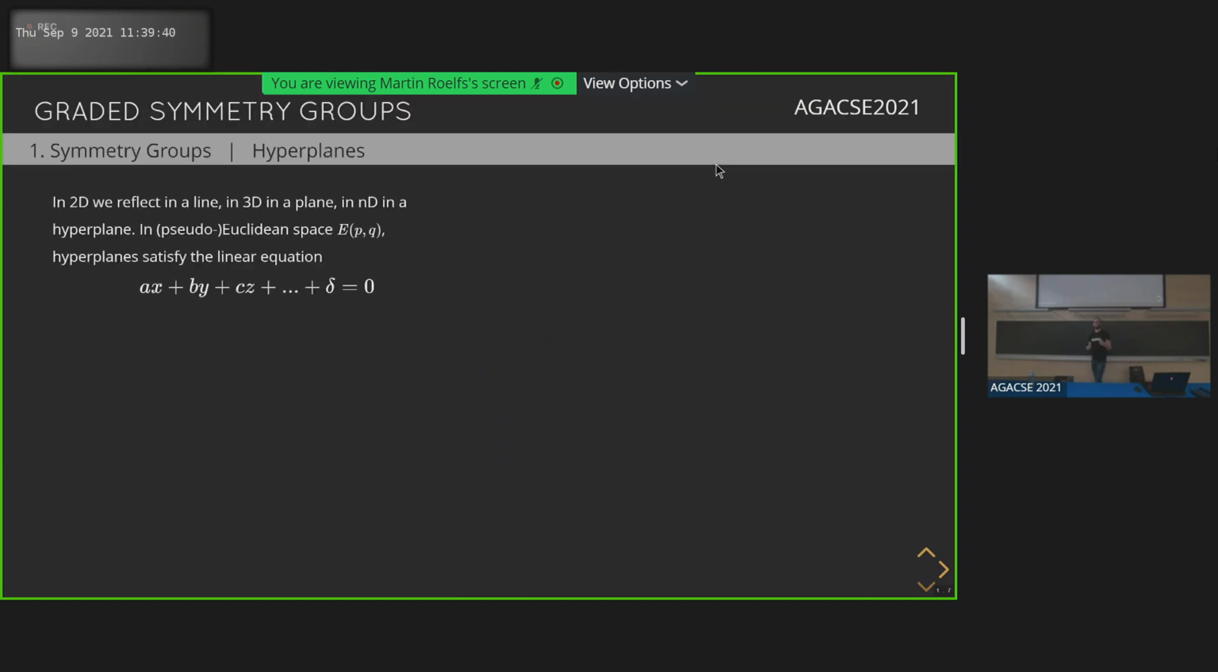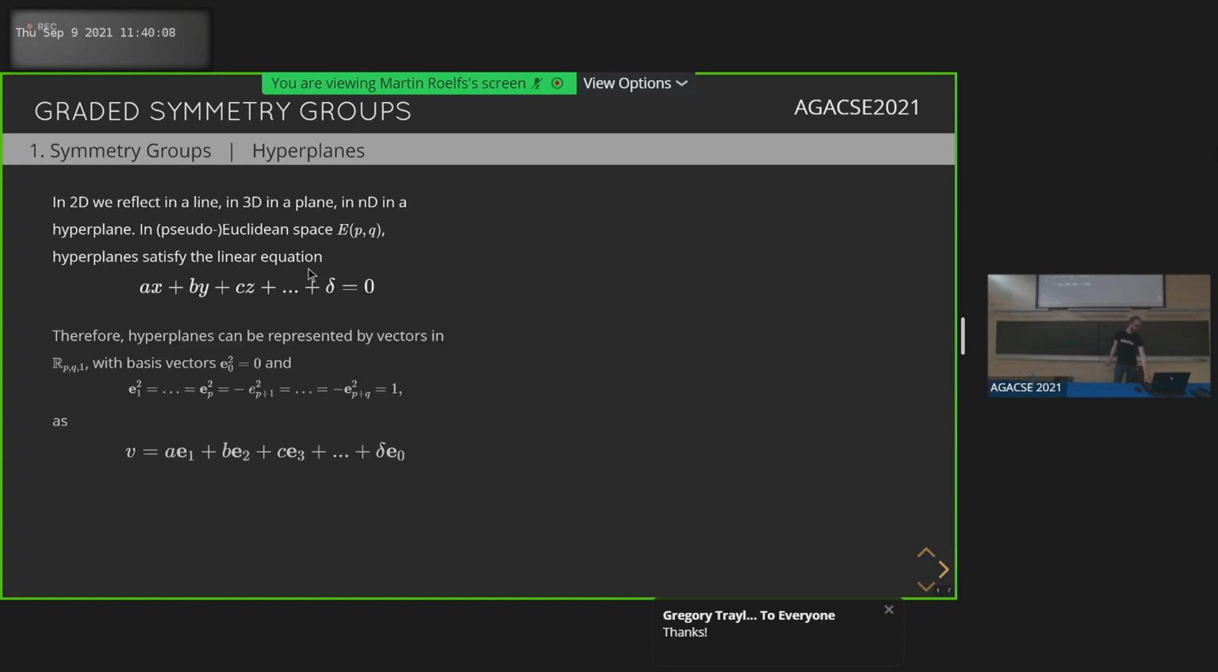So in 2D, we reflect in a line. In 3D, we know this from the mirror we have at home, you reflect in a plane. And in nD, you therefore reflect in a hyperplane. And in a pseudo-Euclidean space, R(p,q), hyperplanes satisfy a linear equation of the form ax plus by, etc., plus this delta, which is the offset from the origin, equals zero.